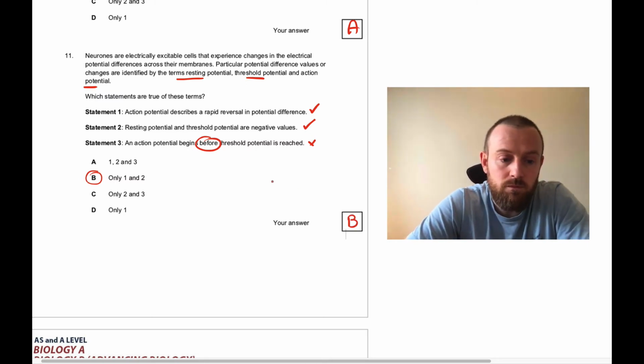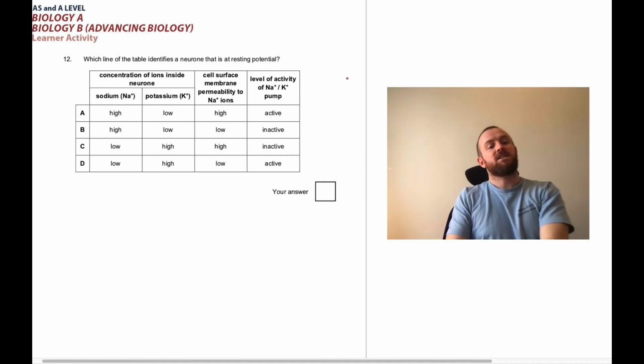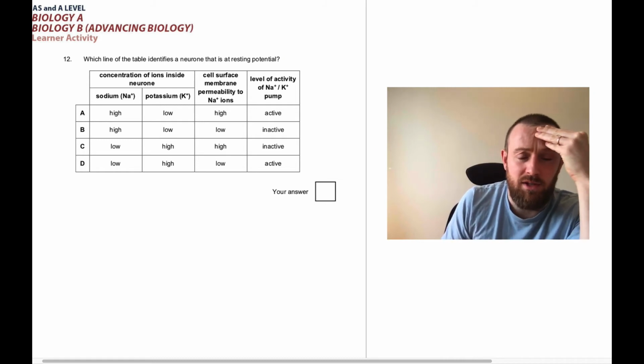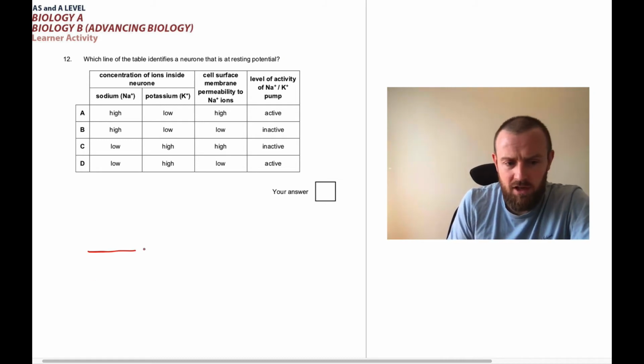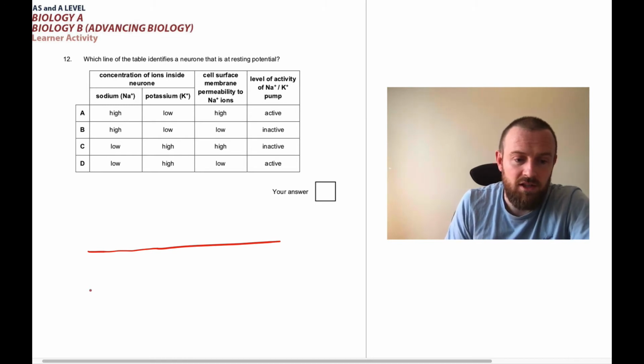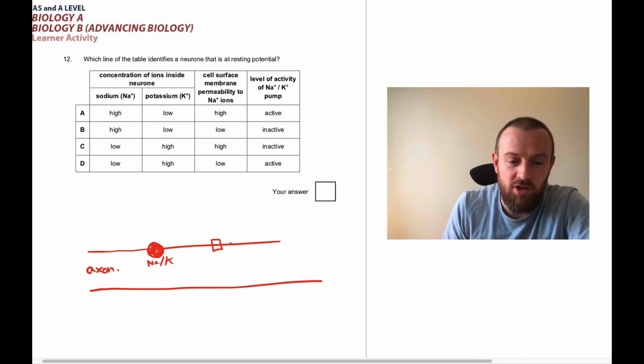Yep. Moving on. Okay, so this one. Which line of the table identifies a neuron that is at resting potential? Now this is a tricky one, so I think I'm going to have to draw a little diagram of it to help me visualize it, which is a tactic that you can certainly use. All right, so this is my axon, and we've got things in it, haven't we? We've got the sodium-potassium pump, and then we've got ion channels and stuff.